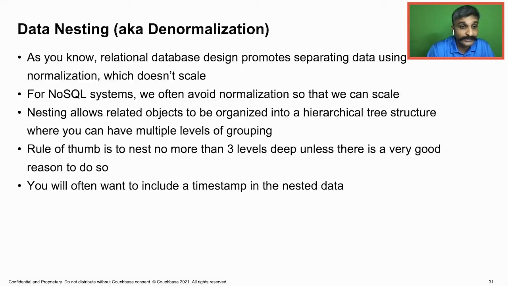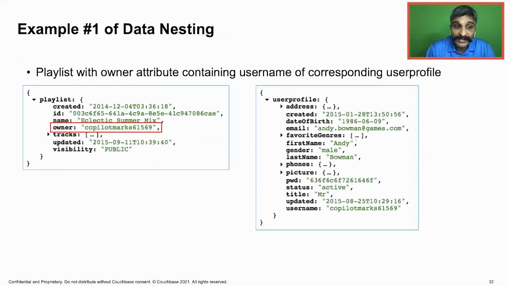So let me show you some example. So have a look at this document. This is the playlist document, and this is a user profile document. Playlist document has an attribute called owner, which points to the user profile document using the username, right? The owner refers to the username in the user profile document. So here I need to fetch. If I need to know from the playlist document what is the name of the owner or what is the email address of the owner, I need to do a fetch here, right? I have fetched this document already. I further need to fetch this document.